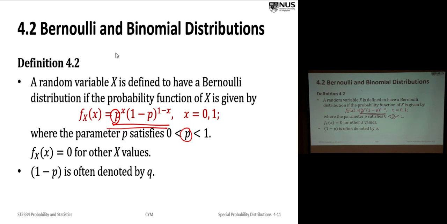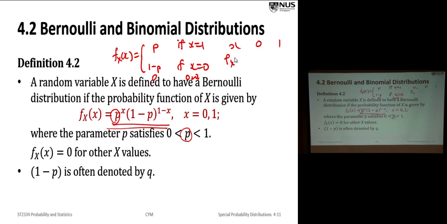You can have another way to write it. It is equal to p if x equals 1, and 1 minus p if x equals 0, and 0 otherwise. Or you can write it in a table form: x takes the values 0 and 1, and f of x takes the values 1 minus p and p. So there are various ways to represent this probability function. But usually it's better to write it in a mathematical form so that we can do further mathematics easily.